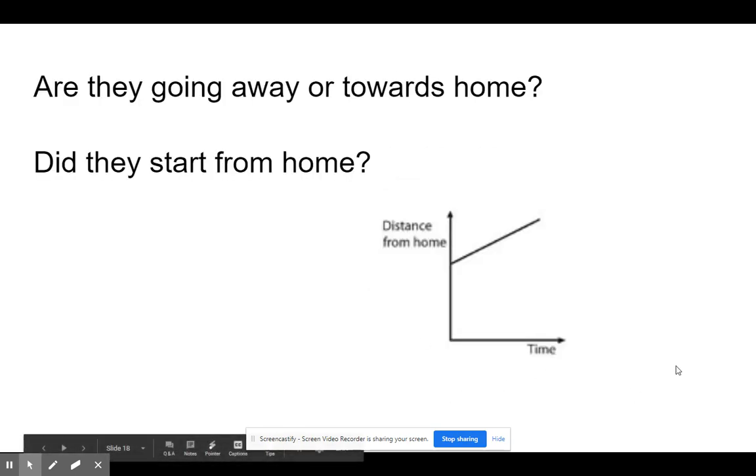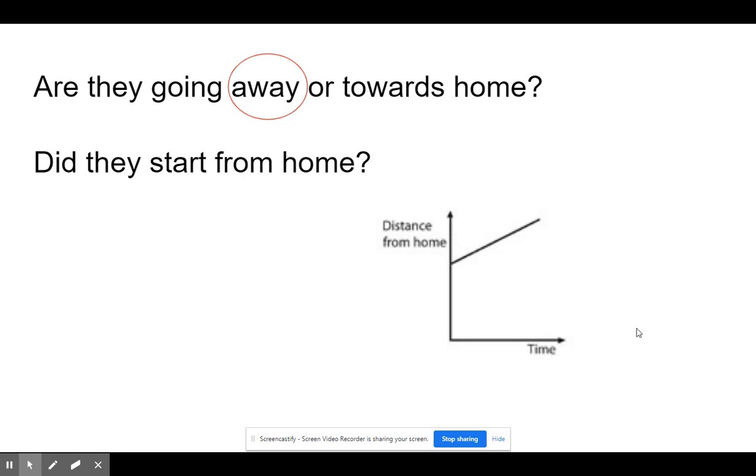Are they going away or towards home? Okay, if home's here, are they going away or towards home? Well, as time goes on, they're getting further up away from distance. So they're going away from home. Did they start from home? No.